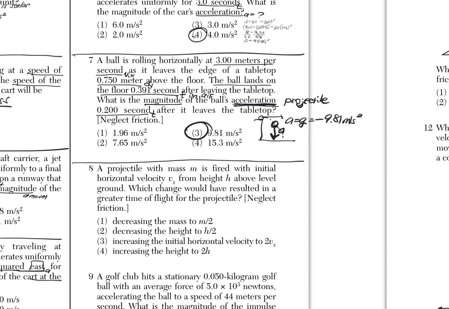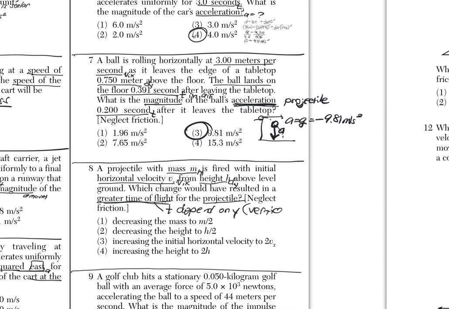All right, so this particular question, they are not giving us numbers. They're giving us letters. We know the mass. It says the initial horizontal velocity is Vx. We know Vix. And it's from a height h above level ground, which tells us what the y displacement is. It asks which change would have resulted in a greater time of flight for the projectile. Well, we know that for projectiles, time in the air depends on the vertical, on y information.